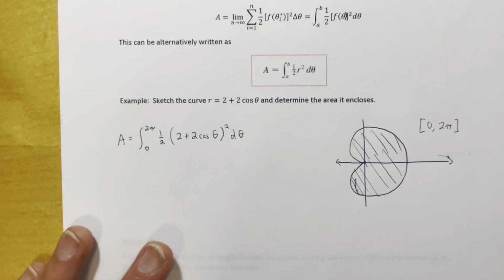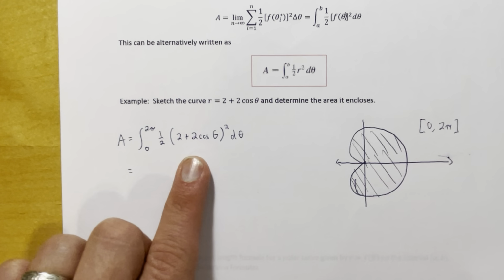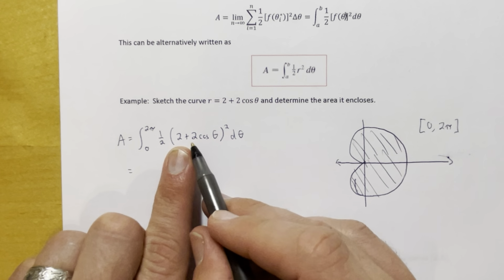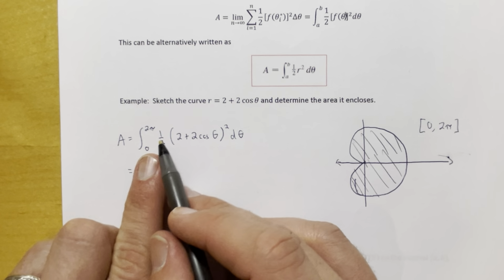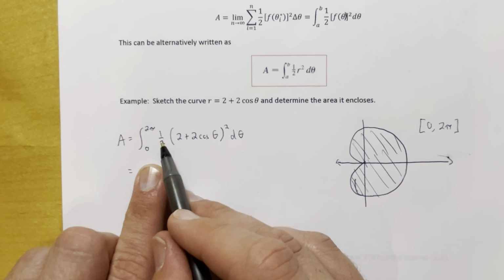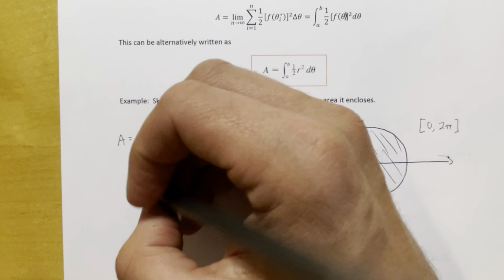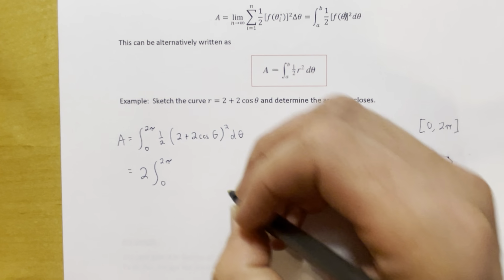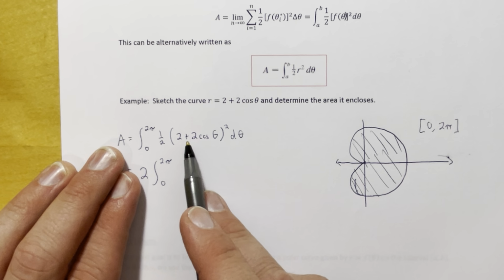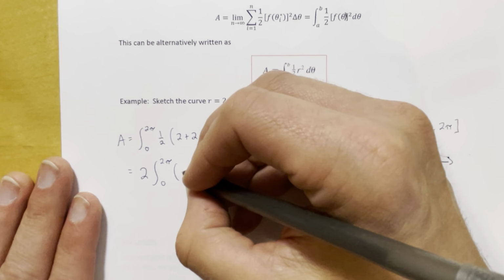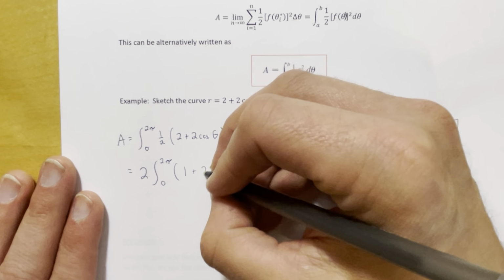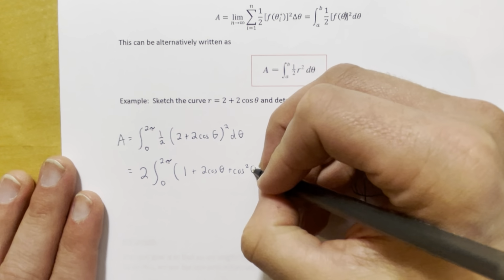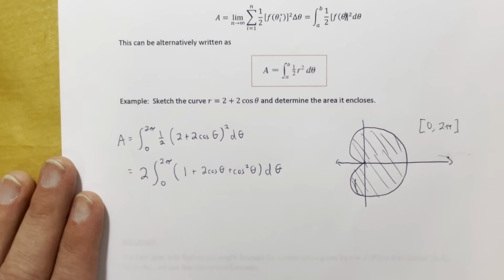Now I'm going to do a few things here in one step. So I can factor a 2 out of both of these terms, but remember I'm squaring it. So when I square that 2, it comes out as a 4. That 4 will multiply to this 1/2, giving me a 2. And as a constant, I can bring it all the way out of my integral. So I get 2, integral from 0 to 2 pi. And then what would be left in here is 1 plus cosine of theta, which when I square that gives me 1 plus 2 cosine of theta plus cosine squared of theta d theta.